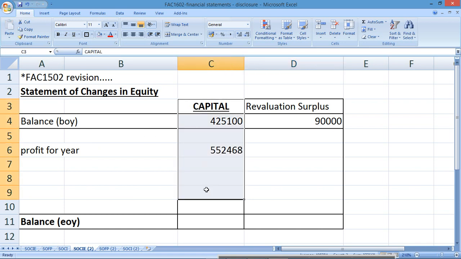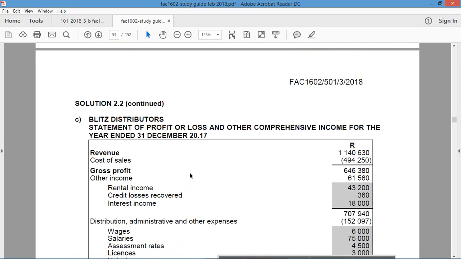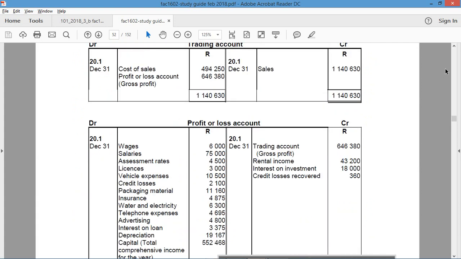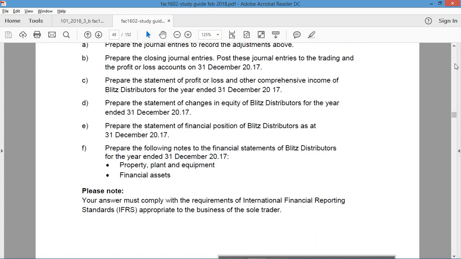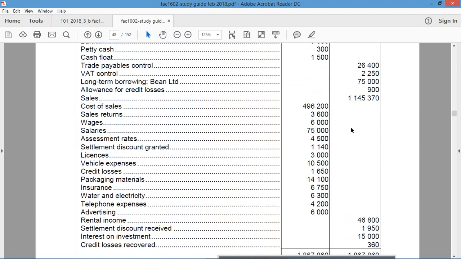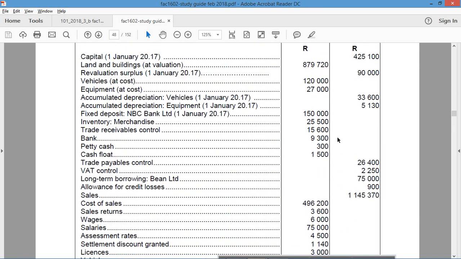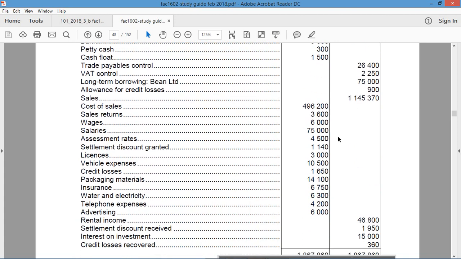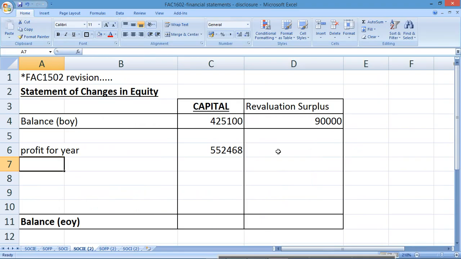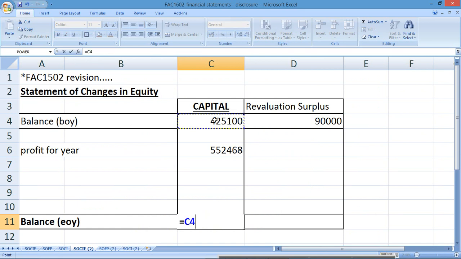Okay, we had two columns here. Capital. So it's that plus that. Yes. Drawings though. Do we have any drawings in this question? No. I don't see any drawings. If there's no drawings, that means they're not taking from the business. So we didn't allocate anything to the owners. So that plus that gives you the balance for the year. Yes, that's right. Okay, no drawings.